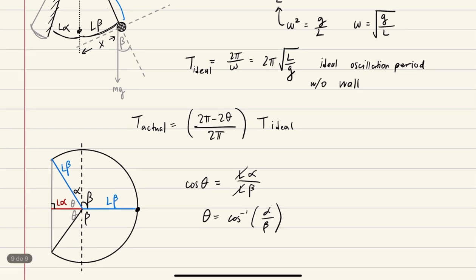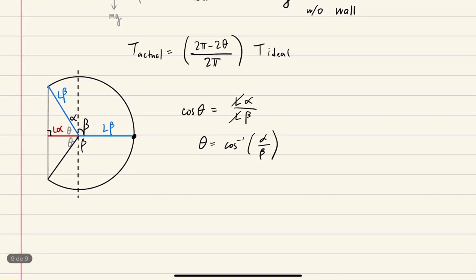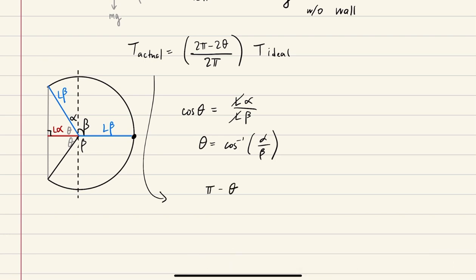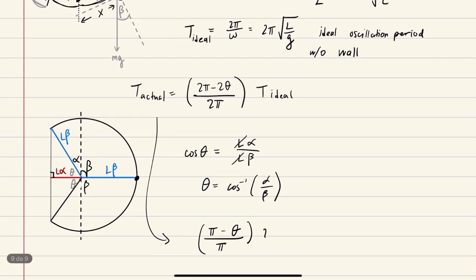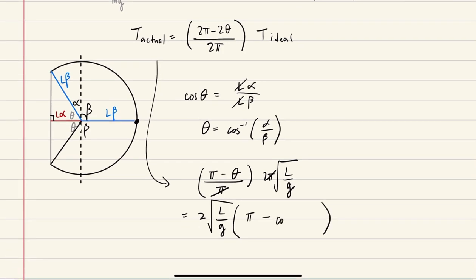And now, knowing what T ideal is and knowing what theta is, we can simplify that. So the 2 can cancel out everywhere, so we get pi minus theta over pi times T ideal, which is 2 pi root L over g. So pi cancels out. So if we simplify, we get 2 root L over g, and then in parentheses, we have pi minus theta, which is inverse cosine.